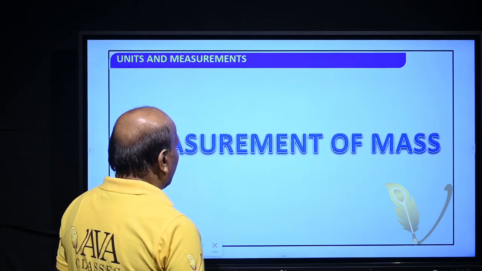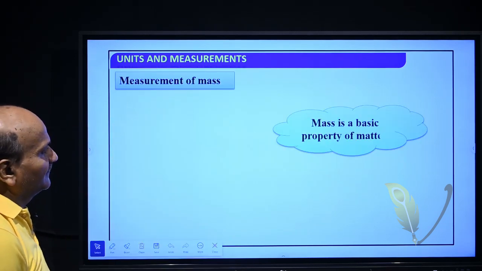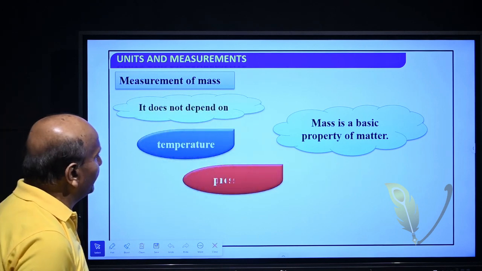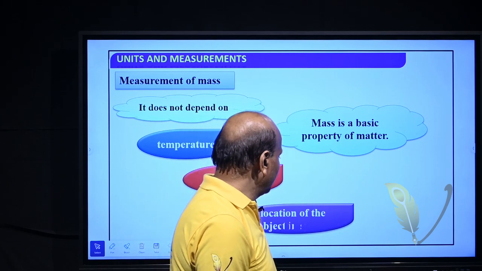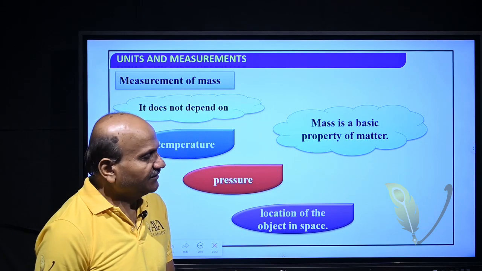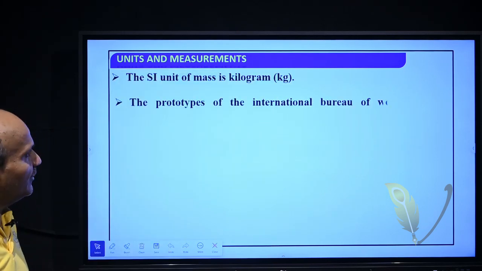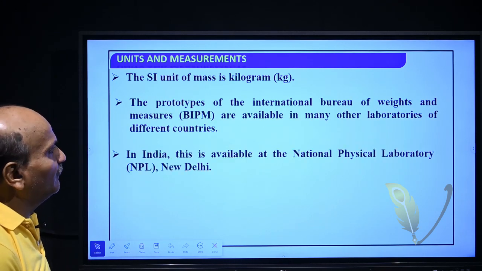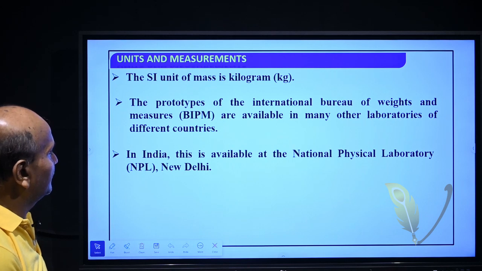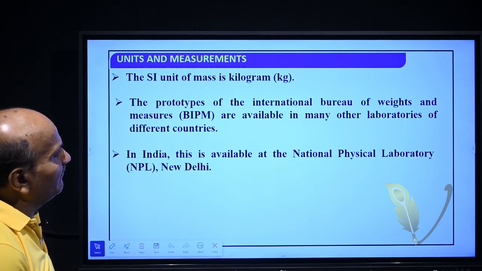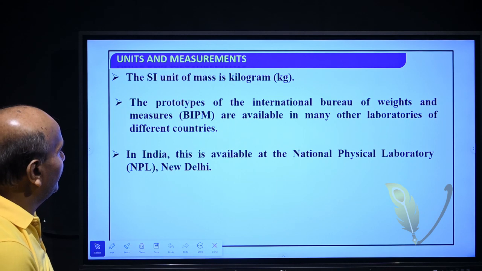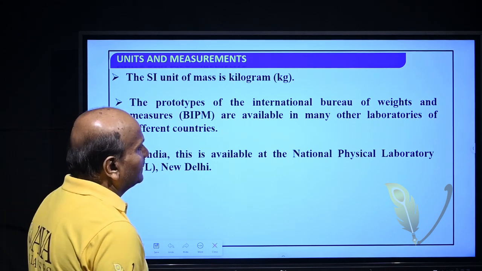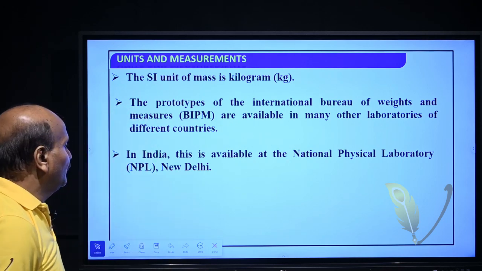Then measurement of mass. Mass is a basic property of matter. It does not depend on temperature or pressure or the location of the object in space. The SI unit of mass is kilogram. The prototypes of the International Bureau of Weights and Measures, BIPM, are available in many other laboratories of different countries. In India, this is available at the National Physical Laboratory, New Delhi.